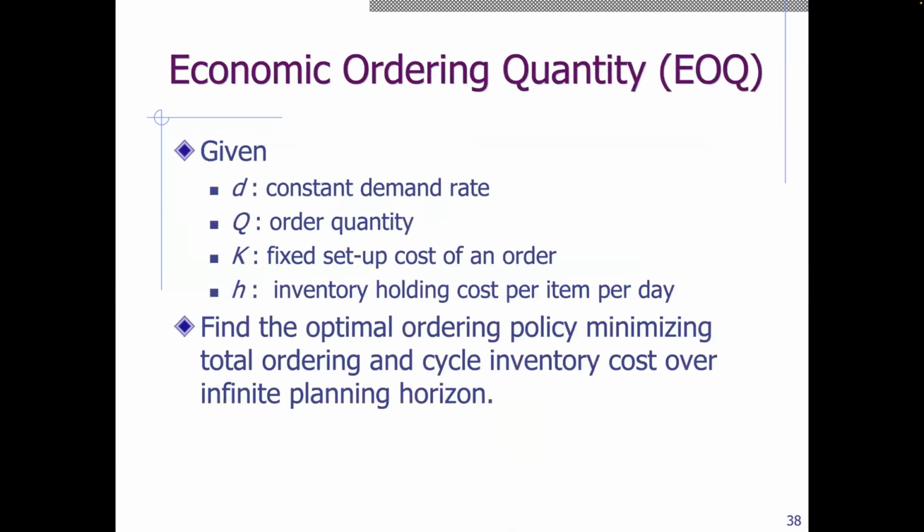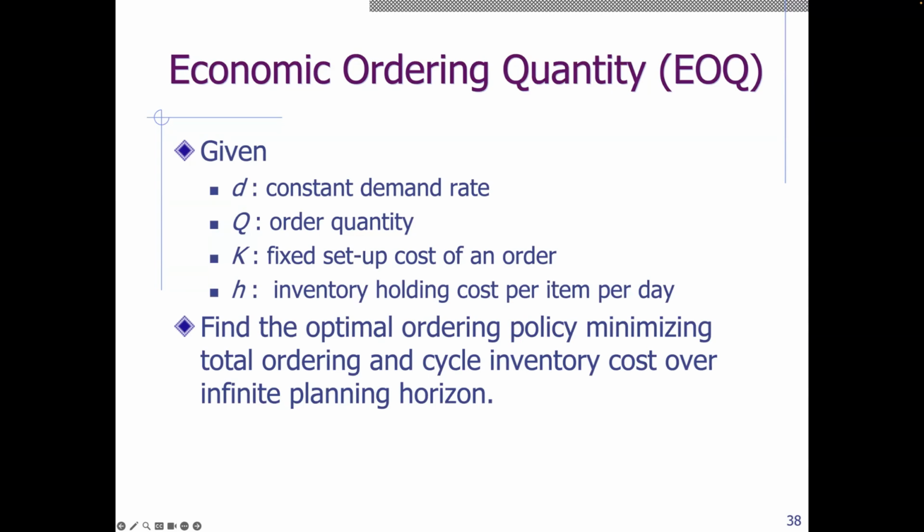First we consider the economic ordering quantity model, EOQ model in short, that determines the optimal order quantity and simultaneously finds the optimal cycle time. These are the notations of the model. Here D is a constant demand rate, Q represents the order quantity, which is a variable. K denotes the fixed setup cost of an order, and H is the inventory holding cost per unit item per unit time. The objective of the model is to find the optimal ordering policy that minimizes the sum of fixed ordering and cycle inventory costs over an infinite planning horizon.